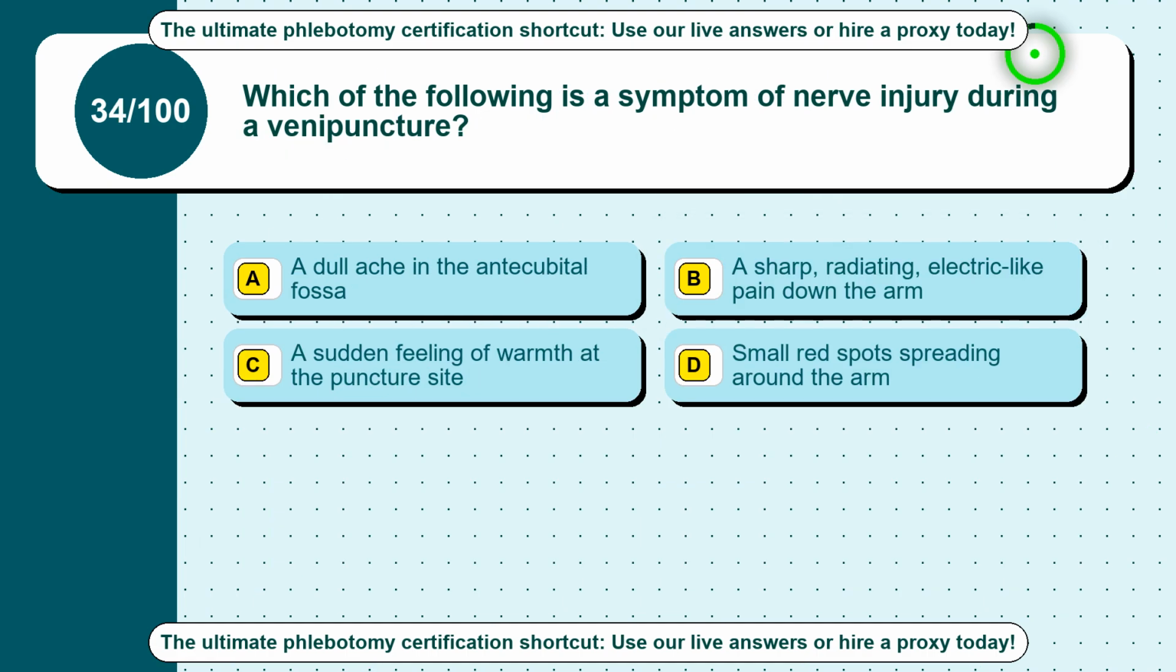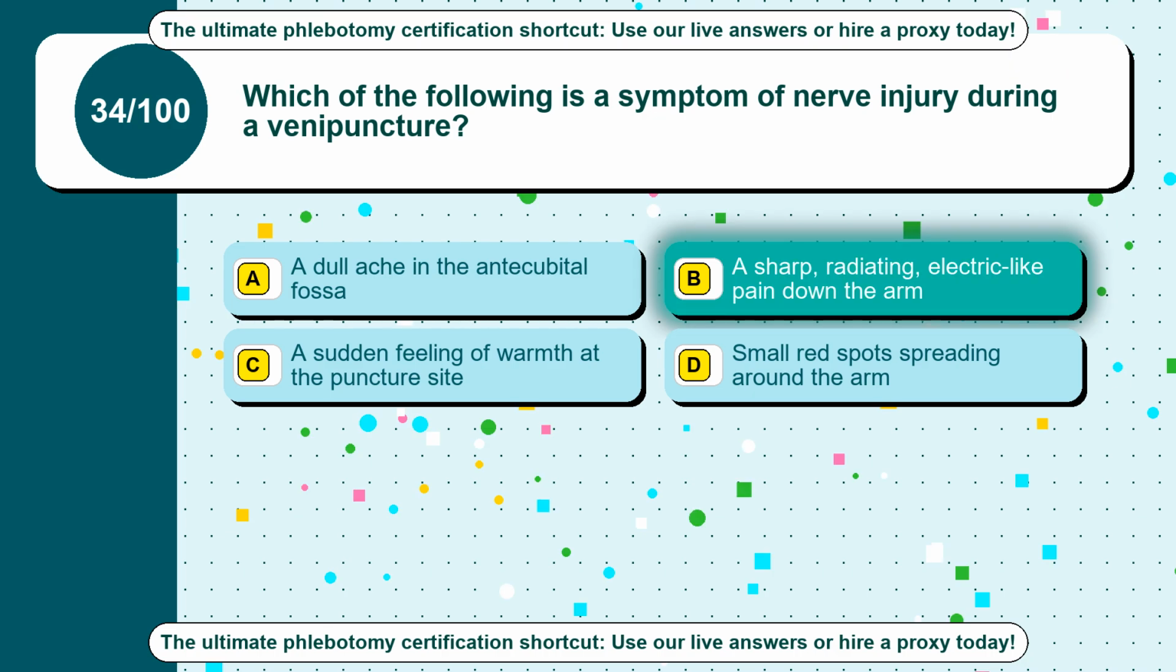Question 34. Which of the following is a symptom of nerve injury during a venipuncture? Option A. A dull ache in the antecubital fossa. Option B. A sharp, radiating, electric-like pain down the arm. Option C. A sudden feeling of warmth at the puncture site. Option D. Small red spots spreading around the arm.